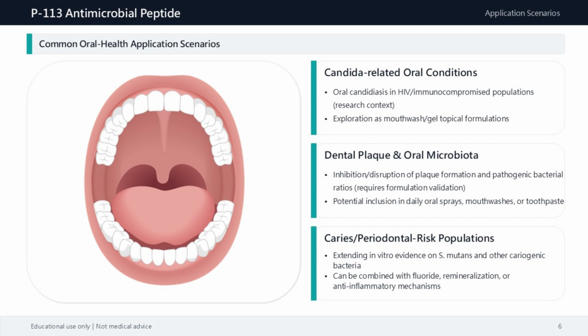In the consumer market, it offers exciting possibilities for daily use products like mouthwashes or toothpastes aimed at disrupting dental plaque and maintaining a healthy microbial balance. By combining P113 with fluoride or anti-inflammatory agents, we can create comprehensive solutions for those at high risk for caries or periodontal disease.